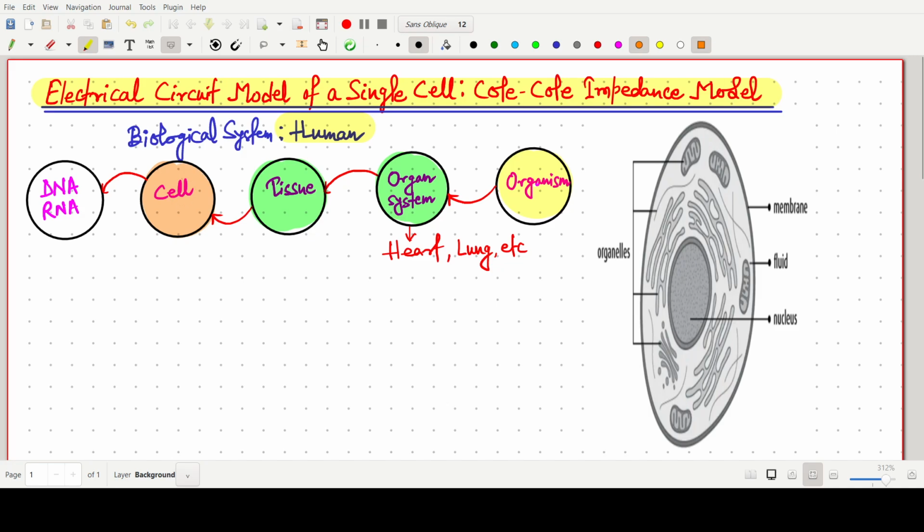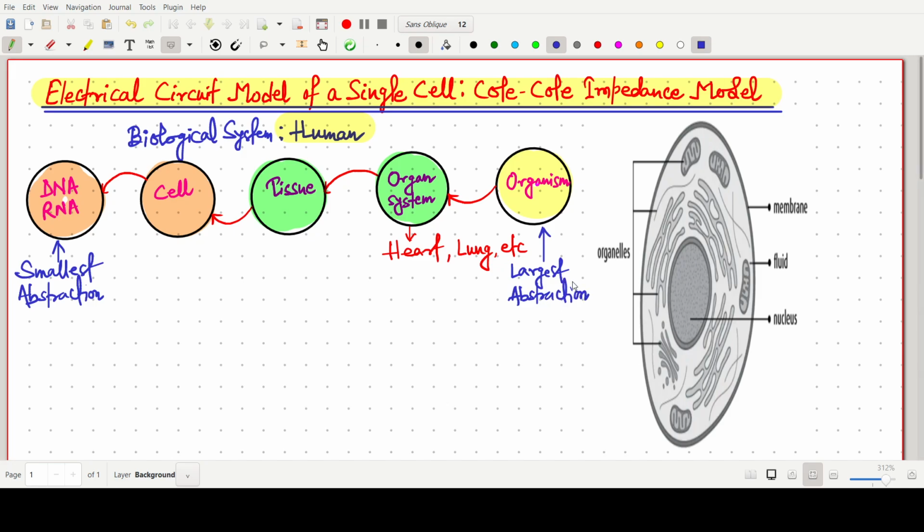This is just a rough idea. Inside the cell, RNA and DNA will be there, like deoxyribonucleic acid and ribonucleic acid. So we can say DNA and RNA are the smallest abstraction of the biological system, and the organism is our largest abstraction.